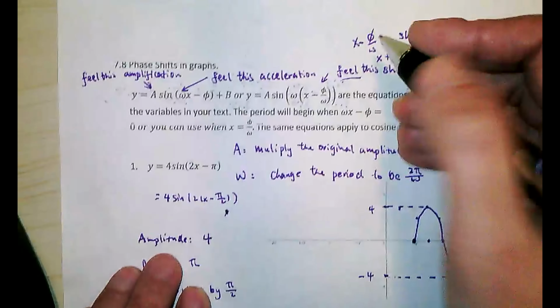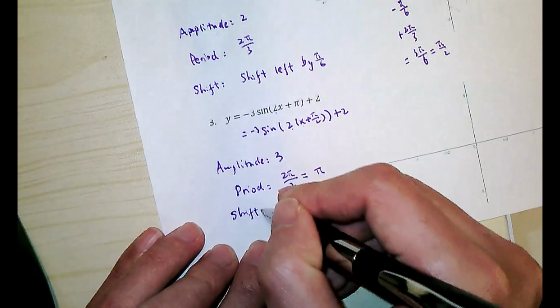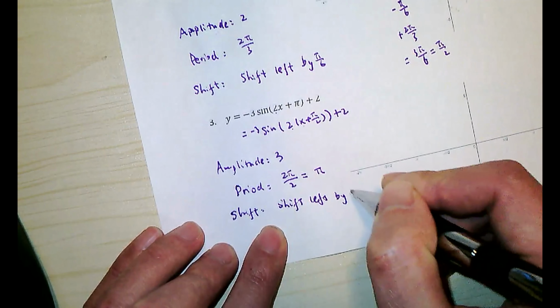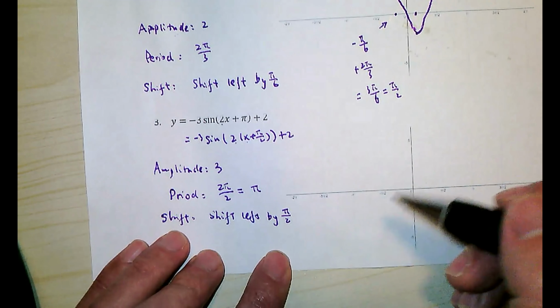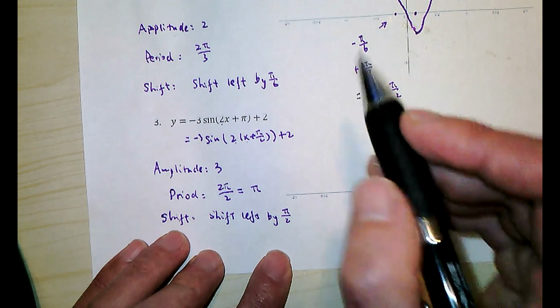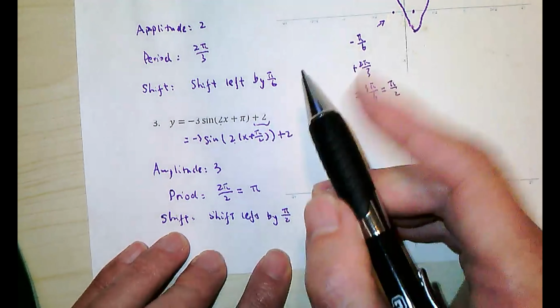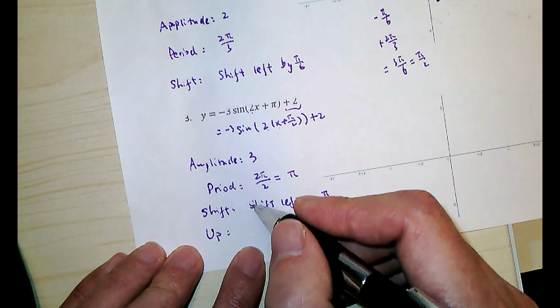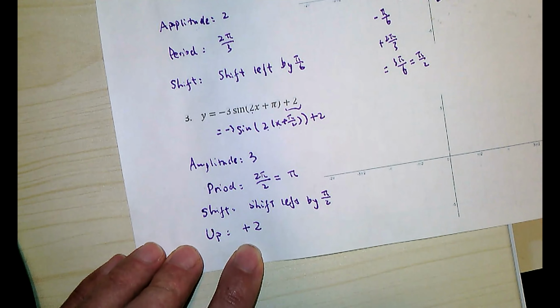Remember what we write down here. Shift right, shift left is here. Shift left by pi over 2. However, we see an additional part, and we just explained adding 2 is moving up. Moving up by 2 units. So let's just say adding 2 here.